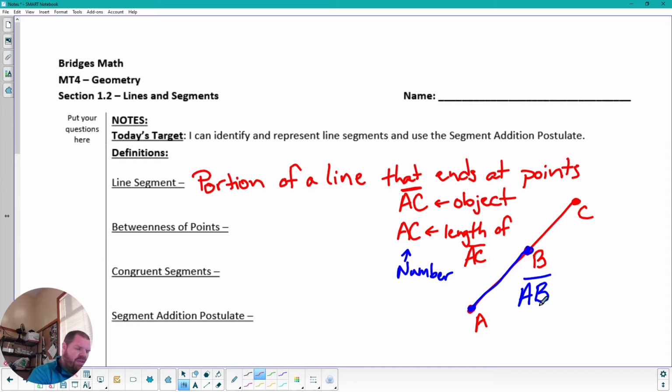Now, in everybody's normal idea of between, we can all agree that on this line segment, B is between A and C. So we're going to use that as a model here. B is between A and C if the following two things happen. The first is that A, B, and C are collinear.